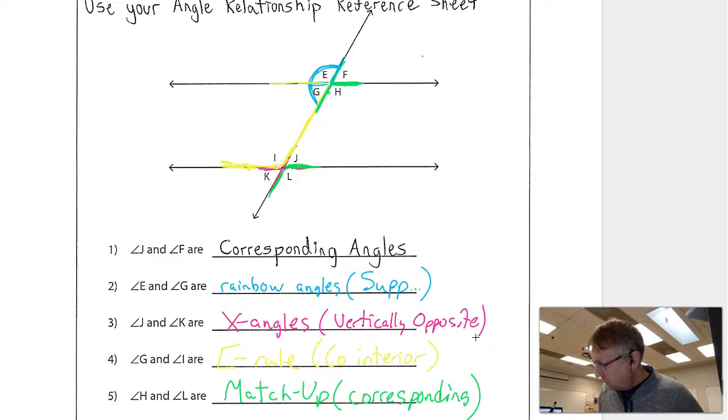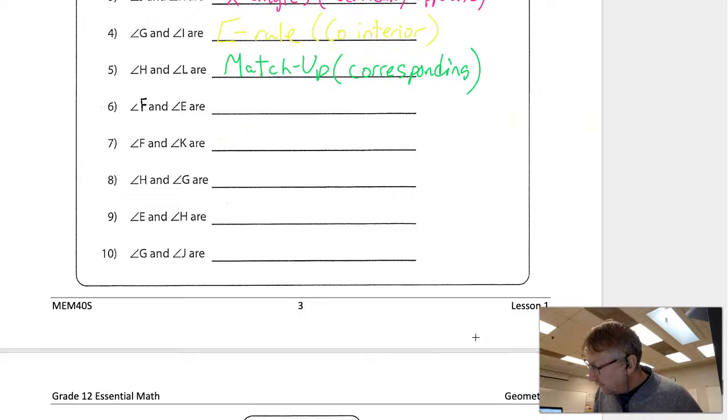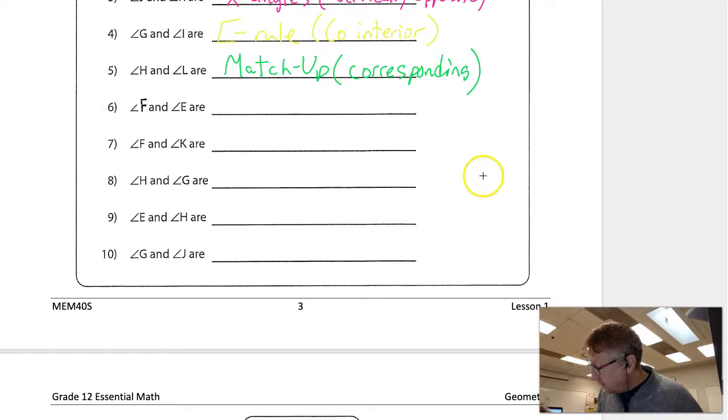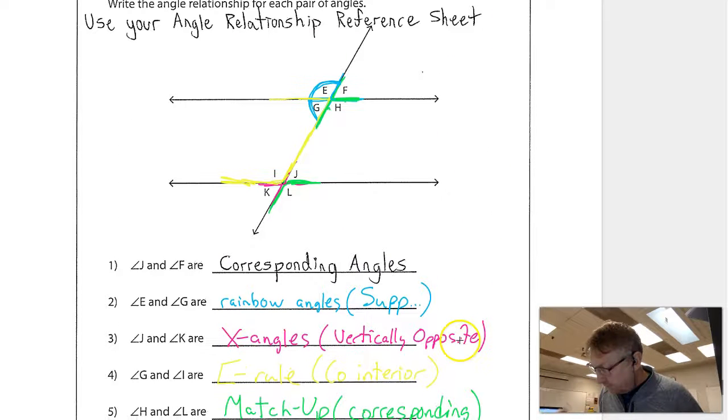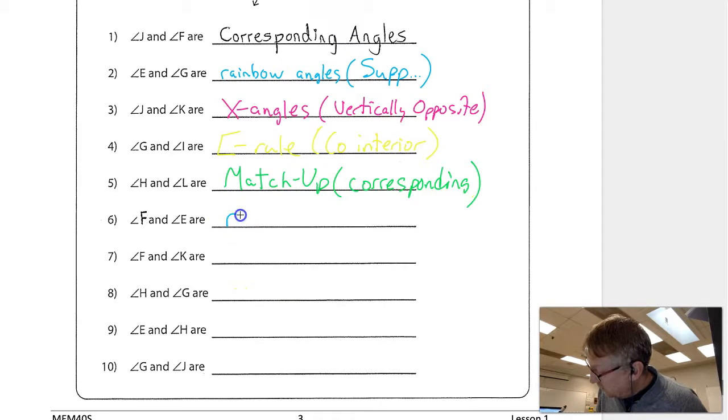Angle F. It says to do F with E. That means I've got to move up here and actually do F with E. I'll go back to blue because this angle is E, this angle is F. Can you see them making the full rainbow? I believe F and E are rainbow, otherwise known as supplementary angles.